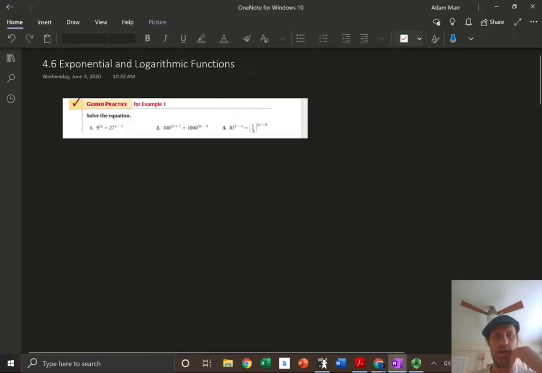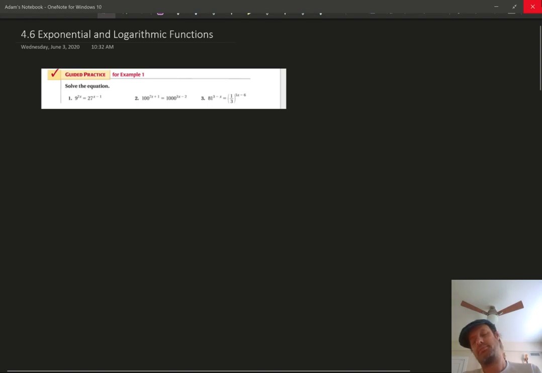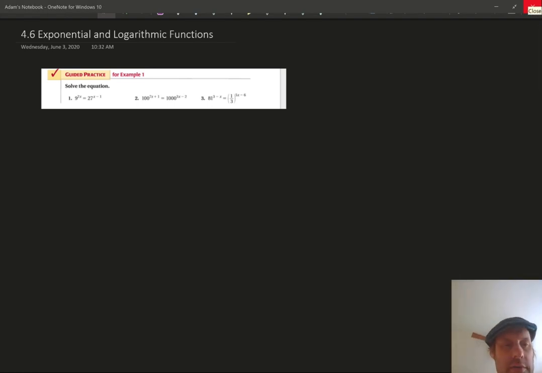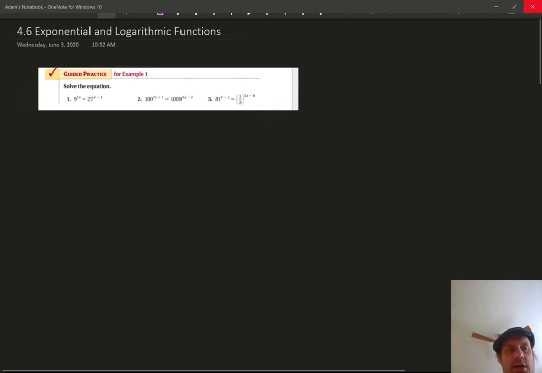Let's take a look at what we're going to be doing next, which is exponential and logarithmic functions. So basically, I had told you before that you can solve exponential functions by logarithms. So that's like the whole point. So let's take a look right here.